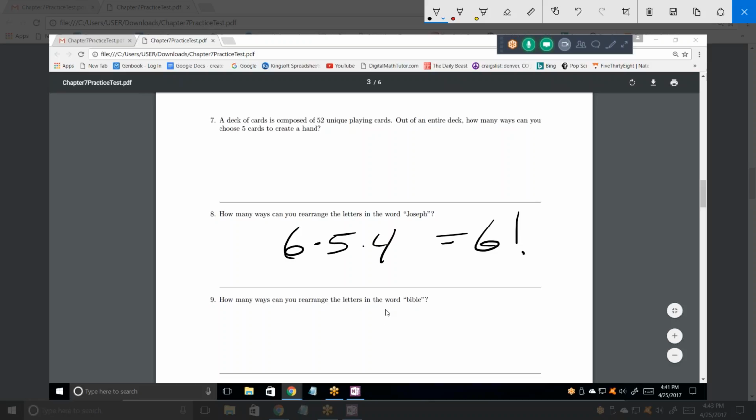How many ways can you rearrange the letters in the word Bible? Since there's 2 B's, so this is 5 factorial divided by 2 factorial, I believe. Trying to remember where in my book that formula is. I think I know where it is. There's a specific formula that I'm looking for. Hold on. Let me make sure I got it right.